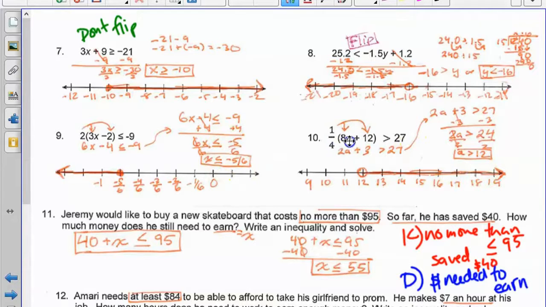Same thing here. I got to distribute before I start solving. 1/4 of 8 is 2. 1/4 of 12 is 3. Remember, if I do 1/4 times 8, that's like 8 over 1. Don't remember how to multiply fractions? Go back and look. There are videos online, notes in Schoology, and so on.